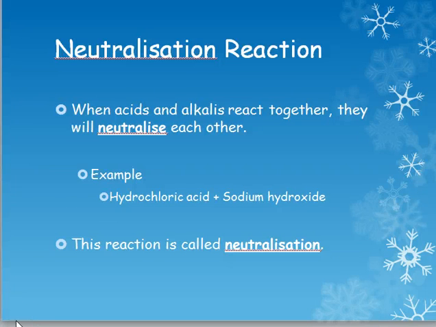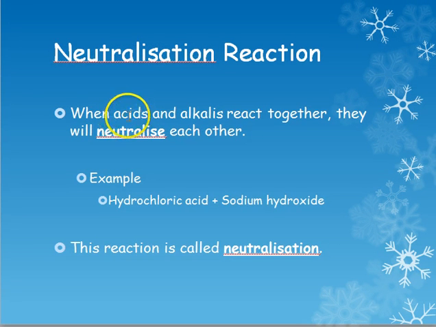Okay, now let's go into something more in-depth. First things first, we learn about acids and alkalis. Now, we know that acids have pH less than 7, alkalis have pH greater than 7. What happens when you mix them together?